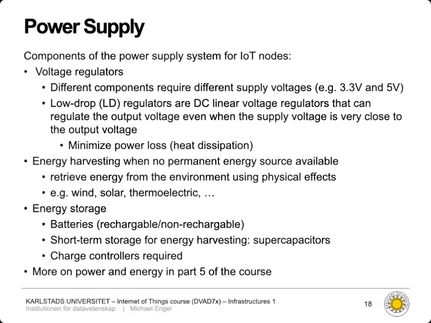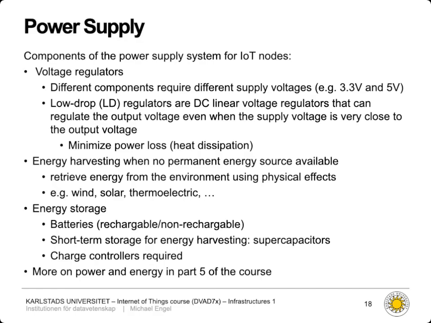These are DC linear voltage regulators, and you can regulate the output voltage even when the supply voltage is very close to the output voltage you require. They use advanced circuit techniques to minimize the power loss, and with this also to minimize the heat dissipation. So essentially these things are required, and using these low drop regulators you can save quite a bit of power and in turn energy.